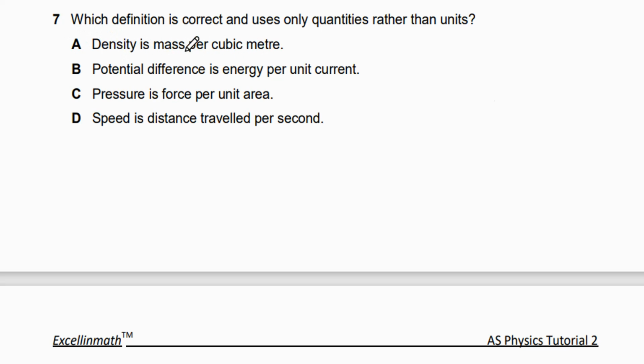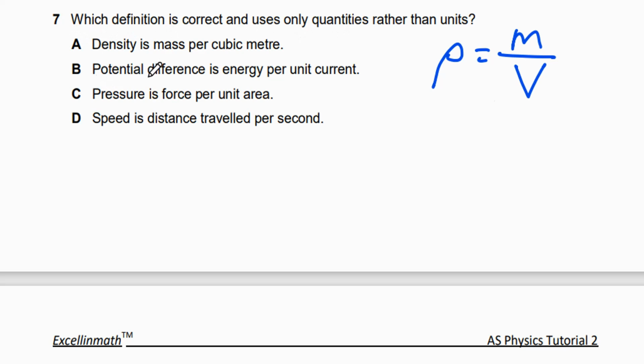We know this definition is correct because density is mass per unit volume, and volume is measured in cubic meters. So the definition here is correct. However, cubic meters will be units and not a quantity. So the cubic meter is a unit and not a quantity. So even though mass is a quantity, the cubic meter is a unit. And we need to express the definition in terms of quantities only. So the answer is not A.